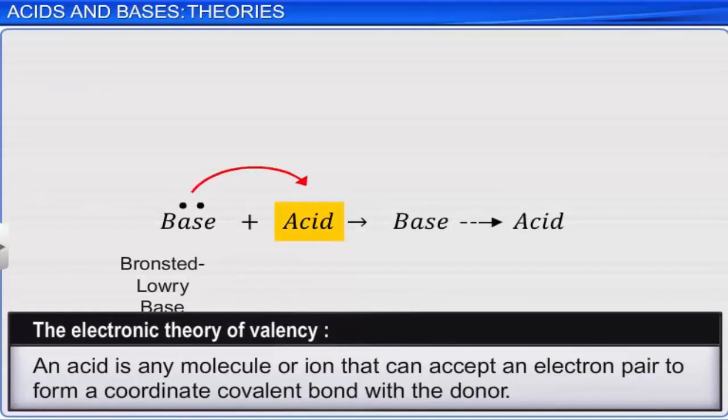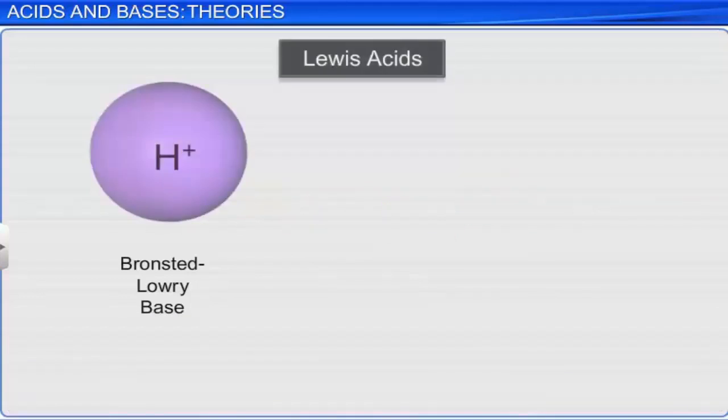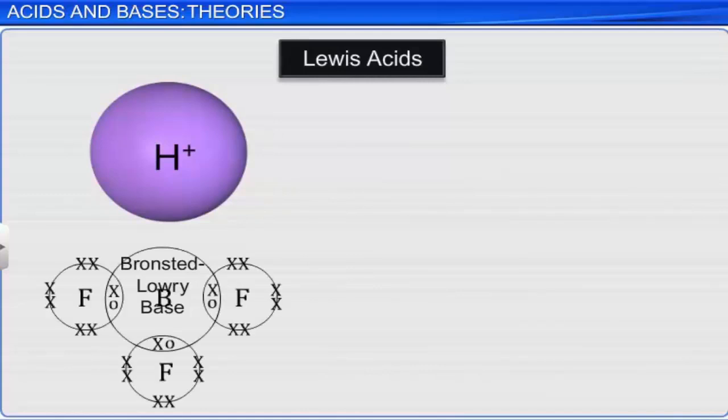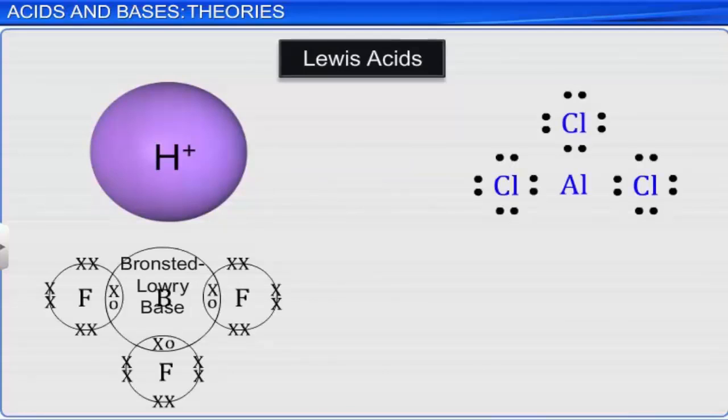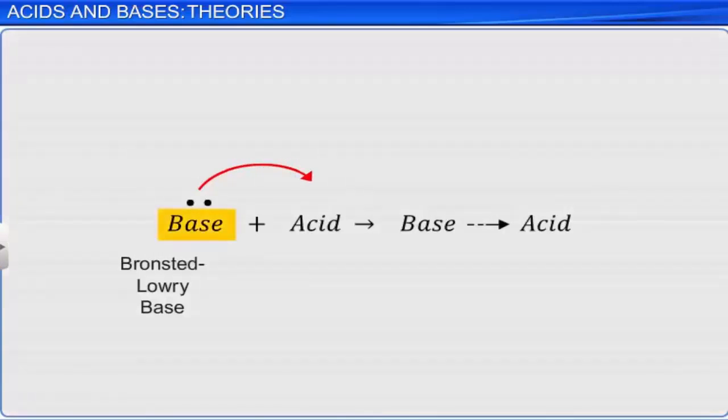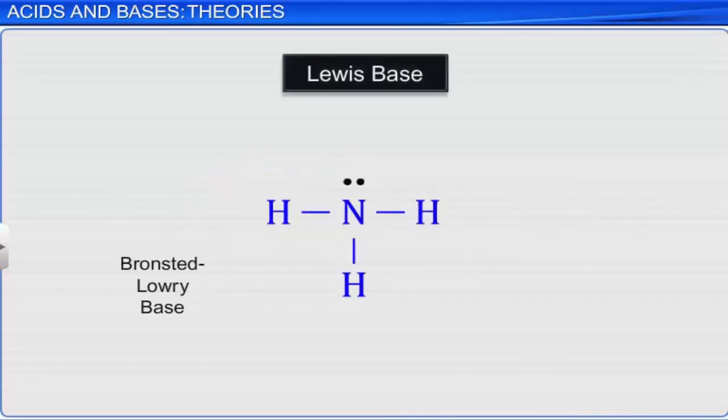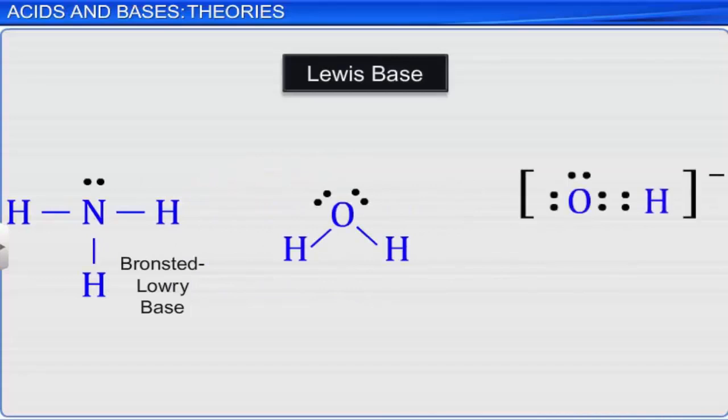For example, H+, BF3, AlCl3 and SnCl4 act as Lewis acids. A base is any molecule or ion that can donate a pair of electrons to form a coordinate covalent bond with the acceptor. For example, NH3, H2O and OH- ion act as Lewis bases. In short, an electron pair donor is a base and an electron pair acceptor is an acid.